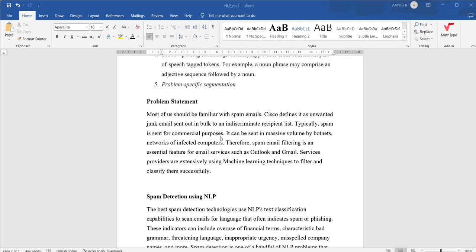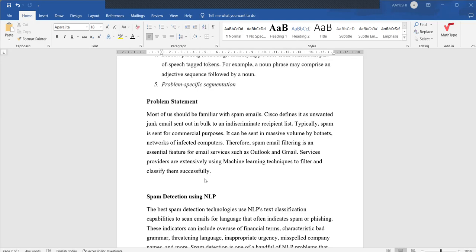Ever wondered? The only solution behind this is using NLP and some machine learning algorithms. Basically, NLP is comprised of AI and machine learning algorithms. Spam messages can be sent in massive volumes by botnets, networks of infected computers. Therefore, spam email filtering is an essential feature for email services such as Outlook and Gmail. Service providers are extensively using machine learning techniques to filter and classify them successfully, and we are going to use NLP to classify those emails.